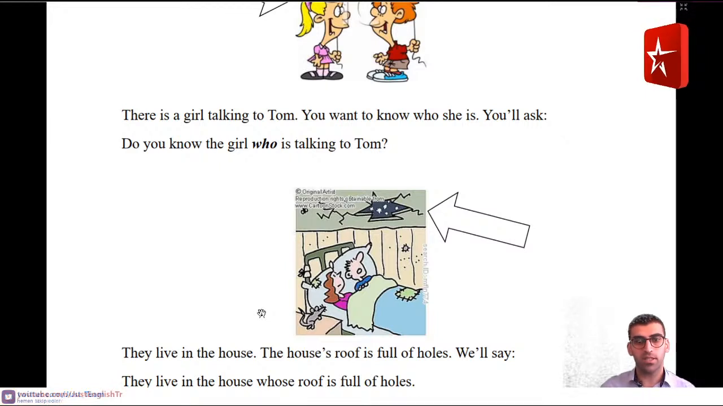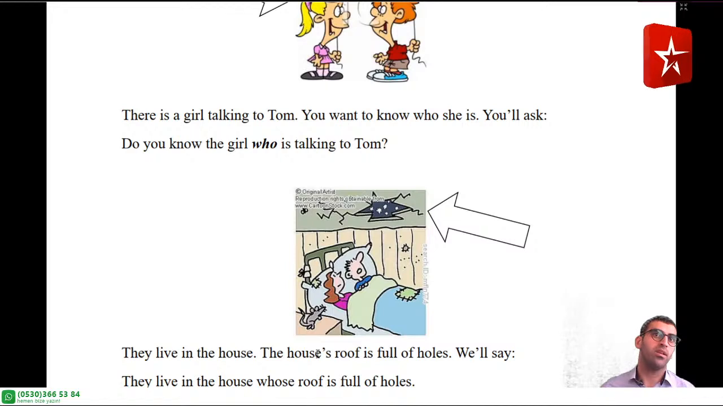And look at the roof, full of holes. They live in the house. The house's roof is full of holes. So in this case, we should say they live in the house whose roof is full of holes. Like here, we used whose. Whose is one of the defining relative clauses. And after whose, we have to use a noun, okay?